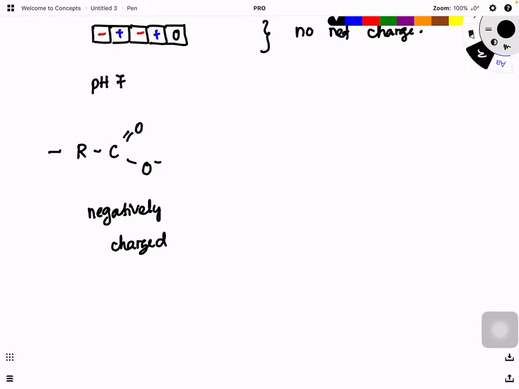So if I decrease the pH, how do we decrease the pH? We add acid, right? We add H+. So it means that we have decreased the pH from pH 7 to pH 6. When we add H+, because of the extra H+, what will happen? This H+ can come and combine with this O minus, because one negative, one positive, right? A reaction takes place. So can you see that now it changes from a negatively charged R group to neutral.